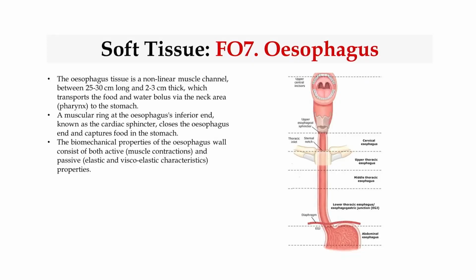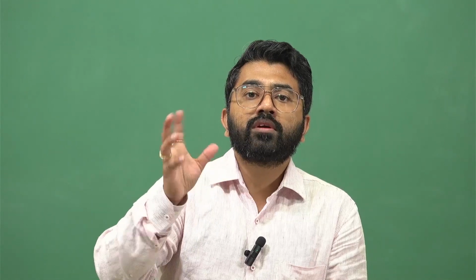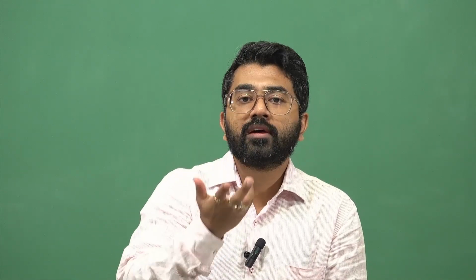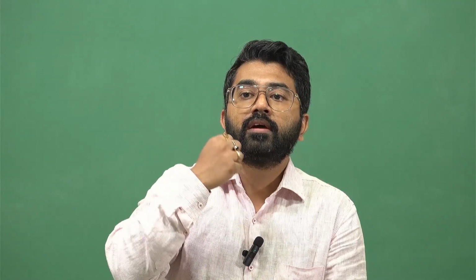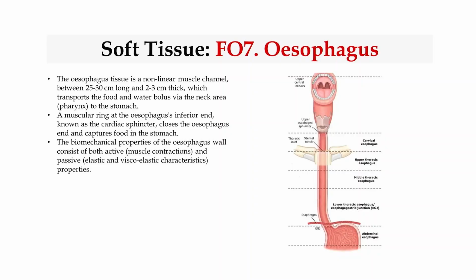Typically a muscular ring at the esophagus inferior end, known as the cardiac sphincter, closes the esophagus end and captures food in the stomach. A sphincter is typically what allows you to voluntarily swallow or voluntarily allow a certain passage to open up, right? So that's the sphincter being talked about. This is known as the cardiac sphincter, which closes the esophagus end and captures the food in the stomach. So this is on the other end.